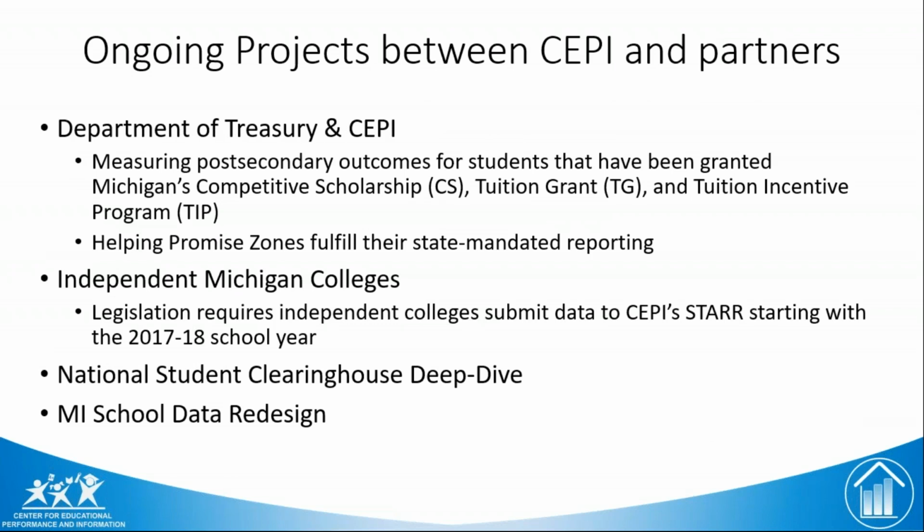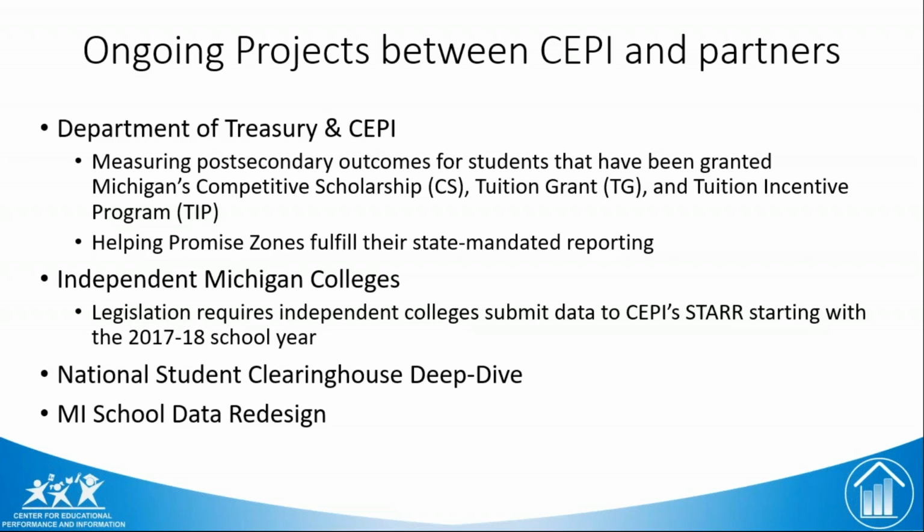Some of the ongoing projects that we have between CEPI and our partners: we work with the Department of Treasury quite regularly. We're measuring post-secondary outcomes for students that have been granted Michigan's competitive scholarship, tuition grant, and the Tuition Incentive Program, which is TIP. So anything that a student can get a grant or scholarship for from the Department of Treasury, we are looking at those students to see how they're progressing and how those grants or scholarships are helping them.